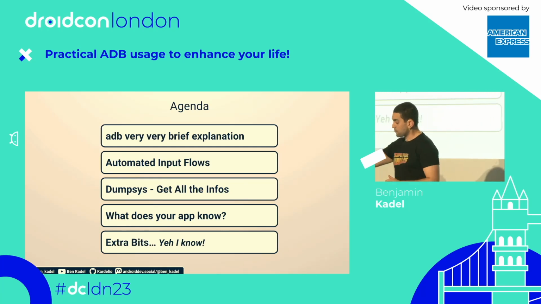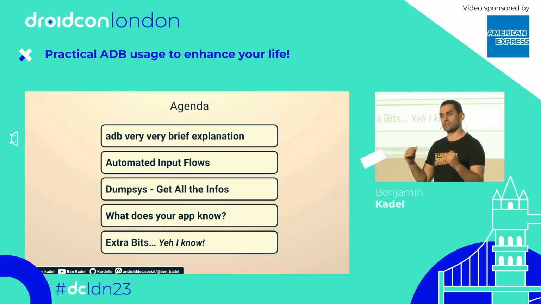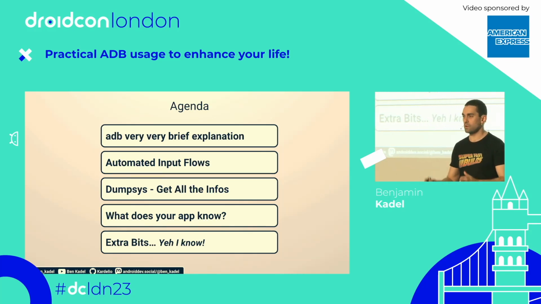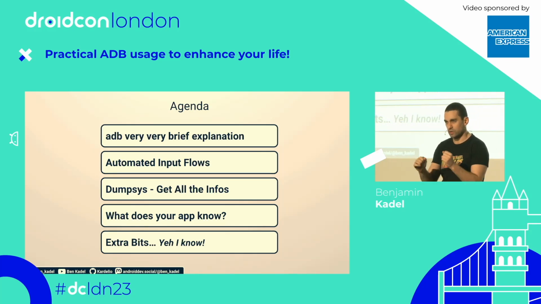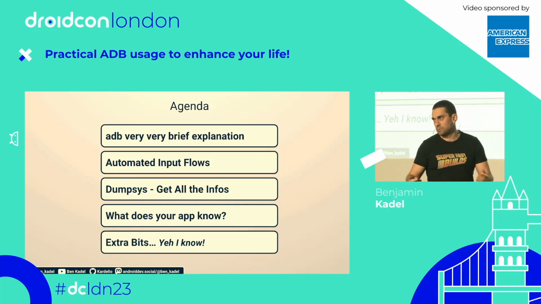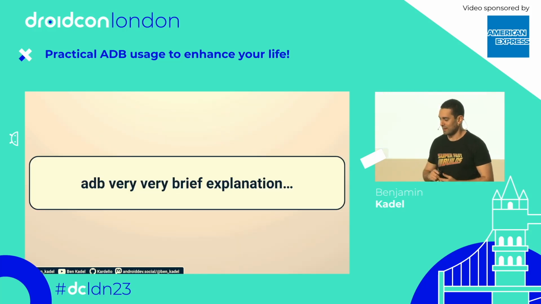Here's the agenda. Very brief introduction to ADB. It's not supposed to be an introduction talk at all, but I do want us to get on the same page. Then there are going to be 3 main big chapters where we focus on one particular area of ADB and talk deeply about that. And then finally, there's a miscellaneous chapter with a bunch of weird, wacky commands at the end, because it wouldn't be an ADB talk without that.